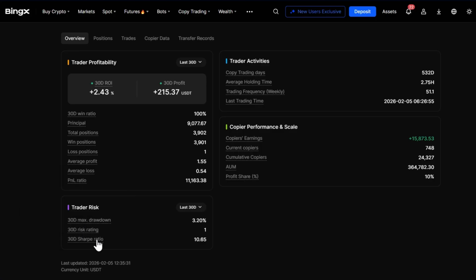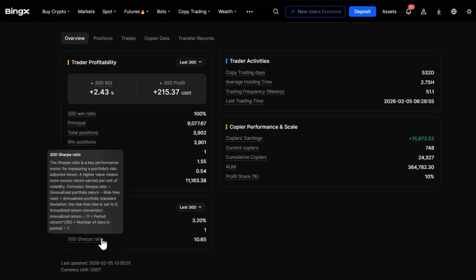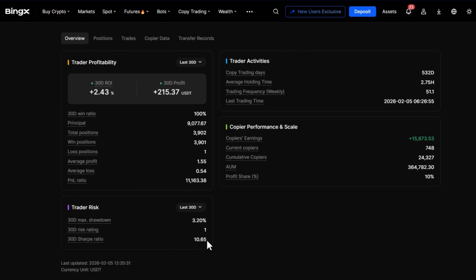Then you've got the Sharpe Ratio, which is a key performance metric for measuring risk-adjusted returns. Basically, a higher Sharpe Ratio means the trader is earning more excess return per unit of volatility or risk they're taking. A Sharpe Ratio above 1.0 is considered good, above 2.0 is very good, and above 3.0 is excellent. This tells you whether the trader's returns are worth the risk they're taking, not just how much profit they're making.